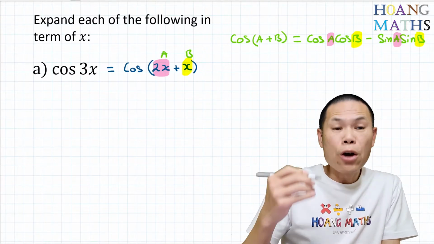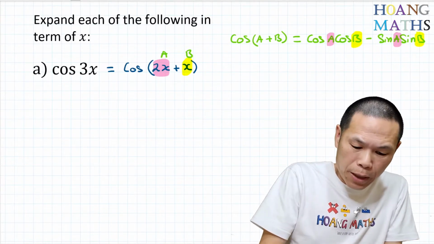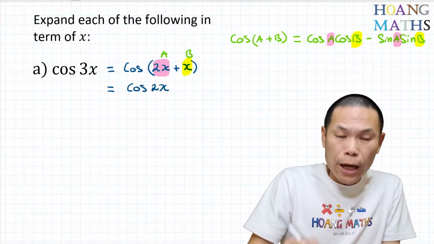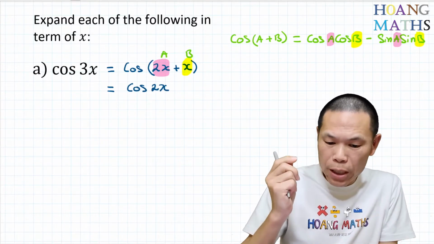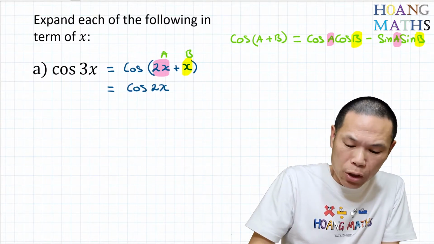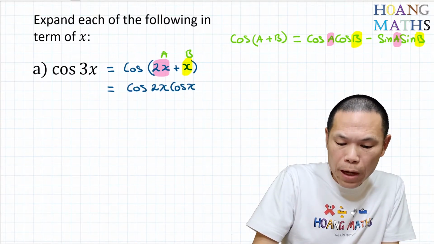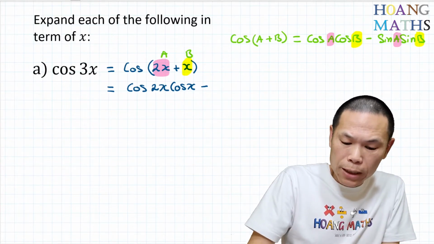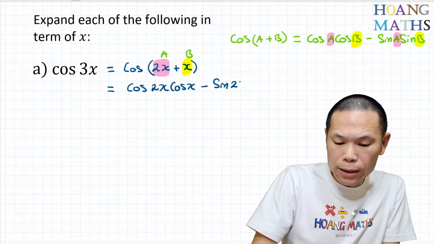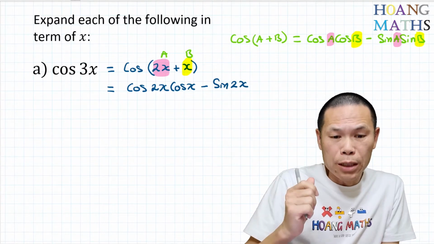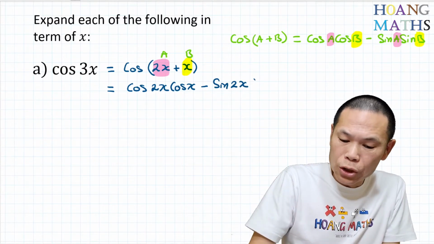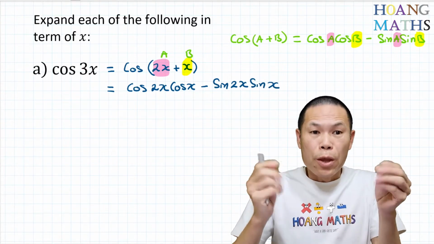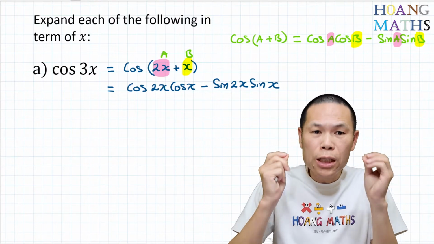So now cos of a is cos of 2x. And we times cos of b. Now b is x, so times cos of x. And we minus sine of a, and a is 2x, so we minus sine of 2x. And then times sine of b, and b is x, so sine of x. So there you go. But then we need to express it in terms of x.